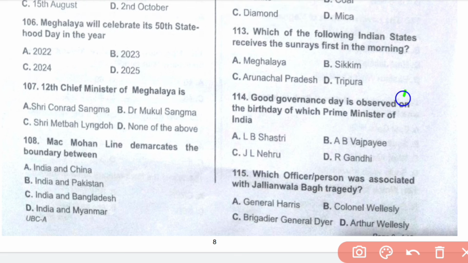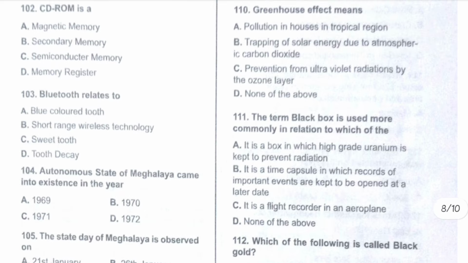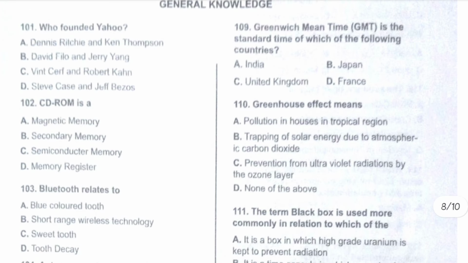Then 108, 109. Greenwich time is the standard time of which of the following countries? The United Kingdom. Greenhouse effect means trapping solar energy due to atmosphere and carbon dioxide.